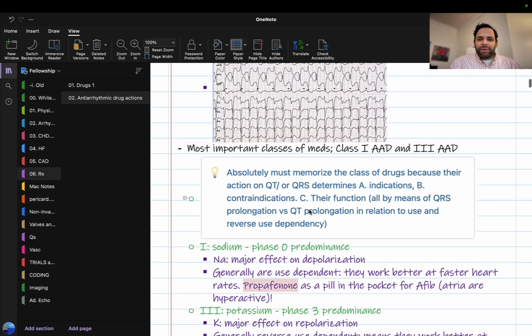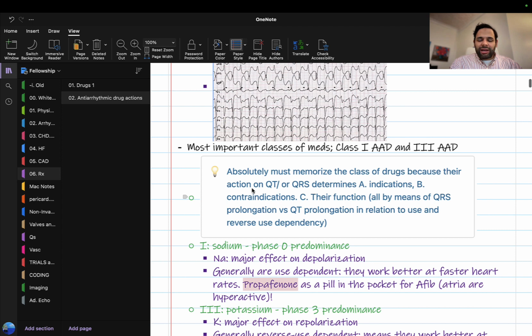It is absolutely a must to memorize the class of drugs because of their action on the QT, class 3, or the QRS, class 1. And that will determine, A, the indications of use, such as someone with polymorphic or monomorphic VT, or someone with an underlying channelopathy, right? So you try to block or excite the channel depending on the function. B, someone with a structural heart disease. And C, of course, the function of the medication, all by means of QRS prolongation, again class 1, or QT prolongation, class 3. And of course, we have Vaughan Williams class 1A, where there's a little bit of contribution to QT prolongation as well.